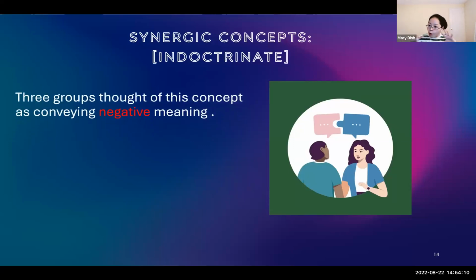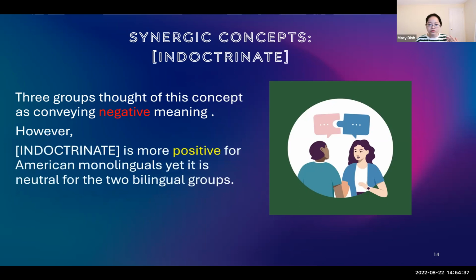So overall, the three groups feel the same about this concept, and it depends, of course, on their culture. It means that in Chinese culture and in American culture, the majority will think of this word as having a negative meaning. However, when we look deeply into it, the Chinese think of this word also as a neutral word, and the American monolingual think of it as a little bit neutral as well. But for indoctrinate, more people in the bilingual group in the United States think of it as a positive meaning than the American monolinguals and the Chinese.